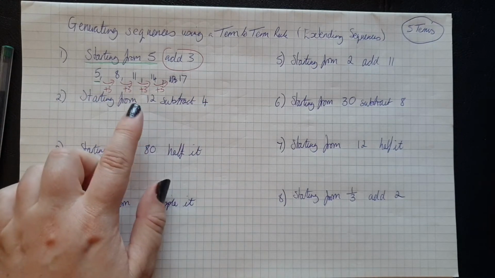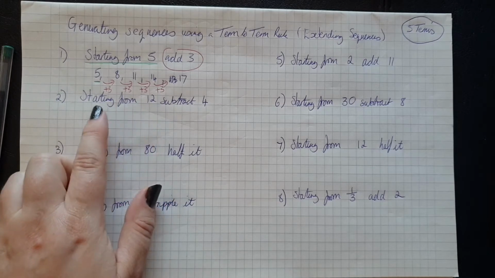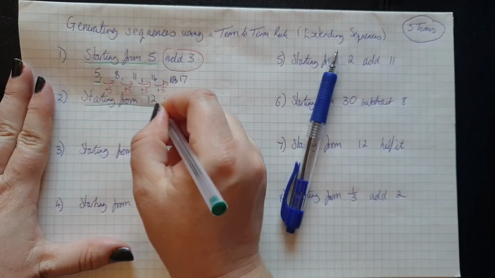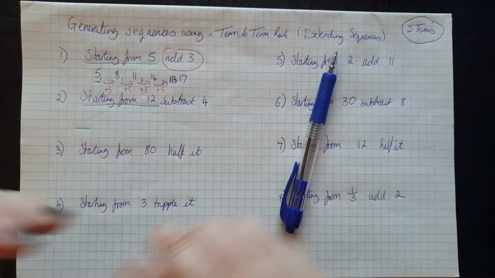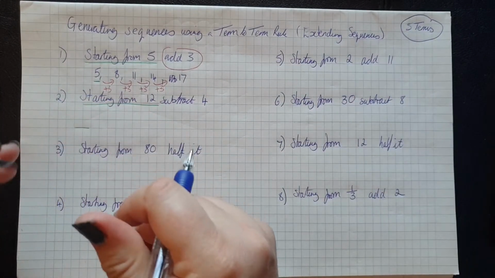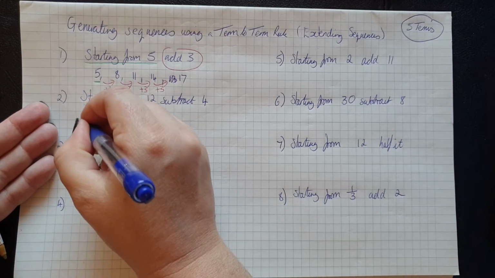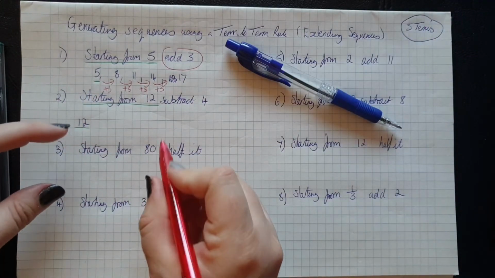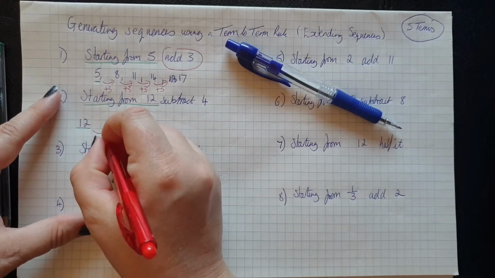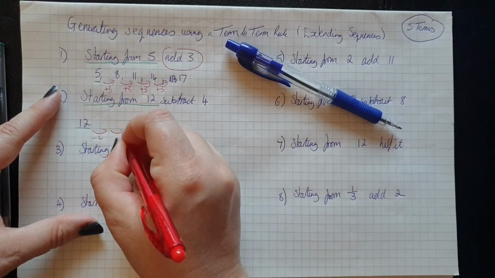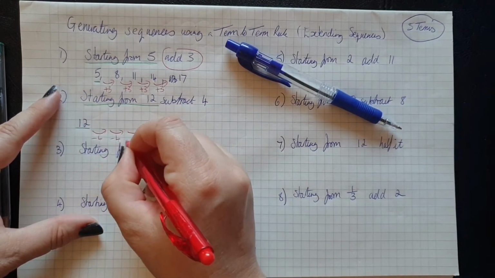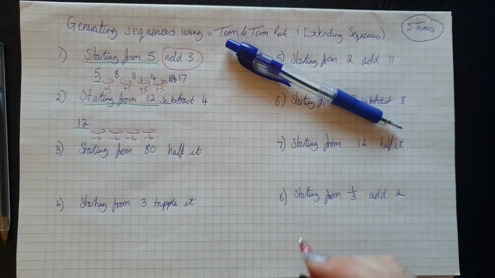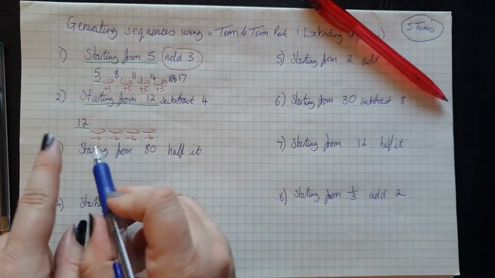Same principle again for 2. Starting from 12, subtract 4. So starting from 12, that will be my first step. There. And this time, each time we are subtracting 4. So we need 1, 2. Okay, right, here we go.